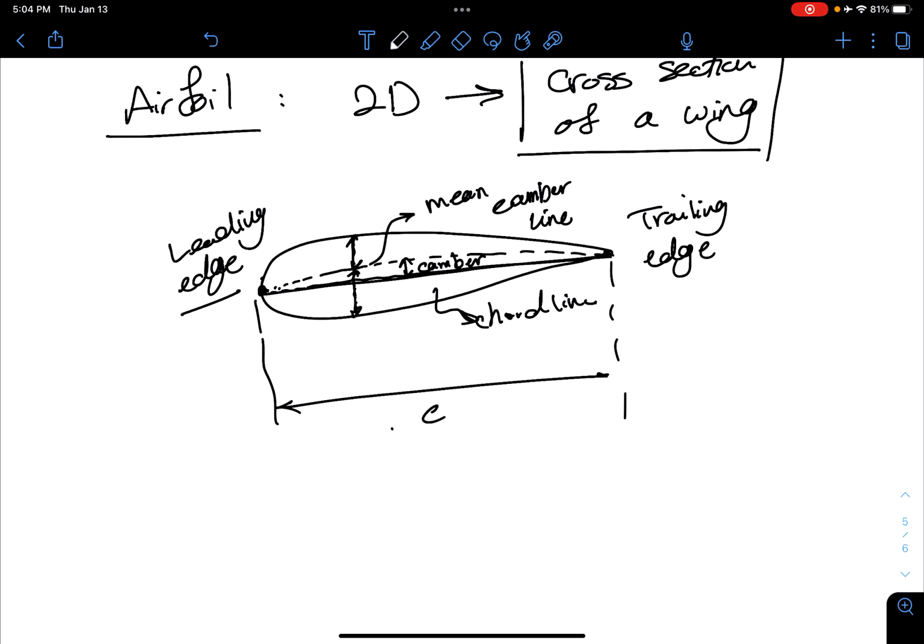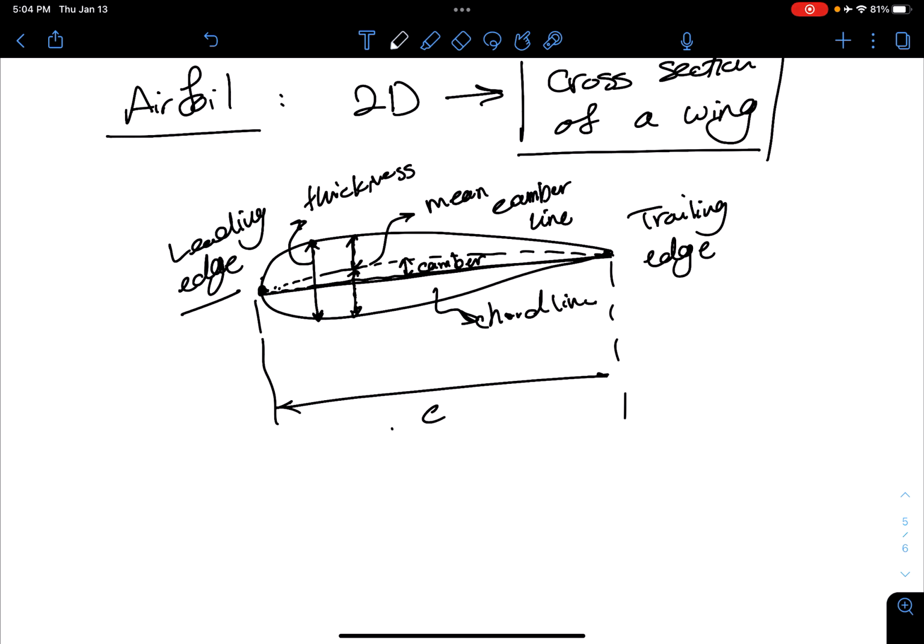Thickness of the airfoil is, of course, the distance between the upper surface and the lower surface. Is the thickness. We know what thickness is, hopefully.